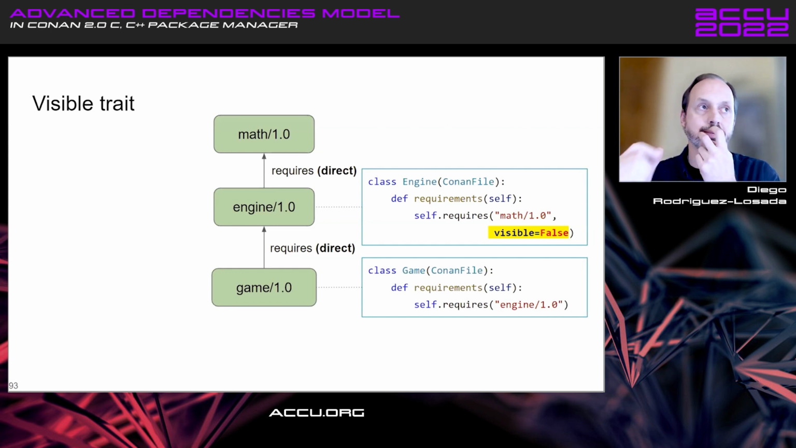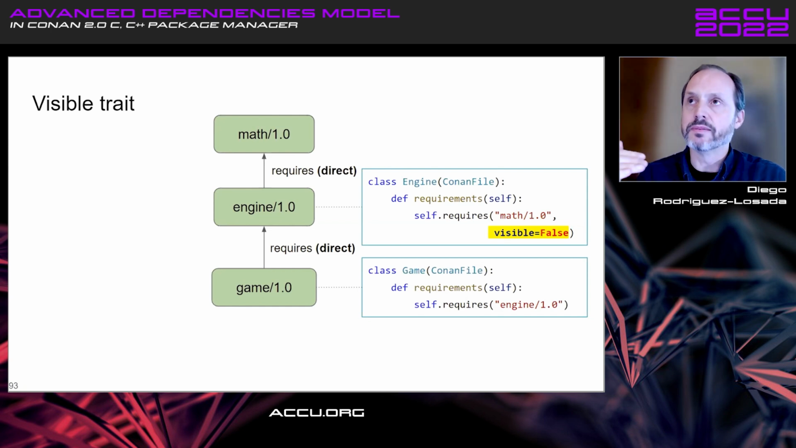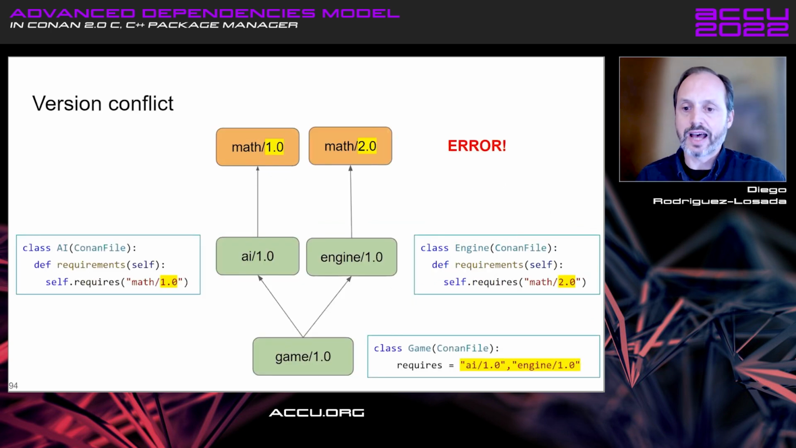But this is the mechanism that forces the complete removal of the transitive requires. If we put visible equal false, that means nobody below me, nobody below engine, will even know. They will not see that the math package is there. It is introducing a full break in the dependency graph. So now the transitive requirement from game to math doesn't exist anymore. And of course, engine is fully responsible to know what they are doing, and know that they are a shared library, embedding, whatever, but at least this is possible.